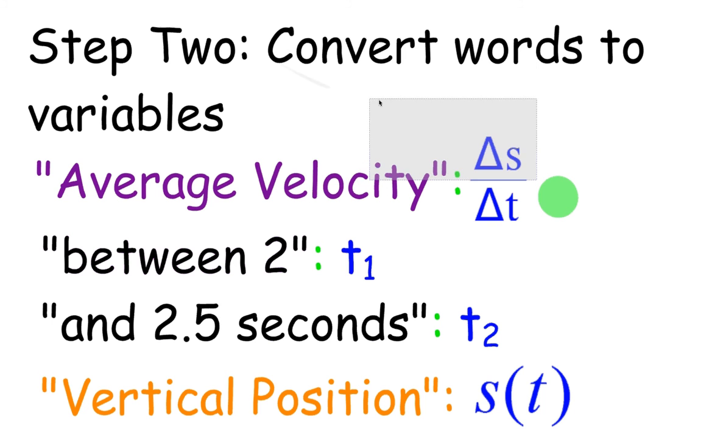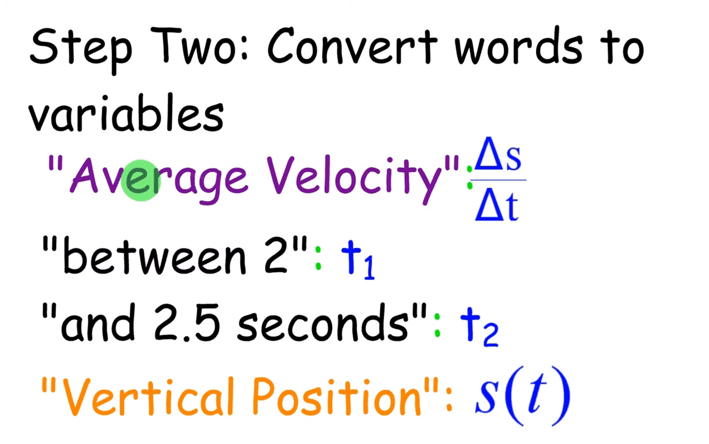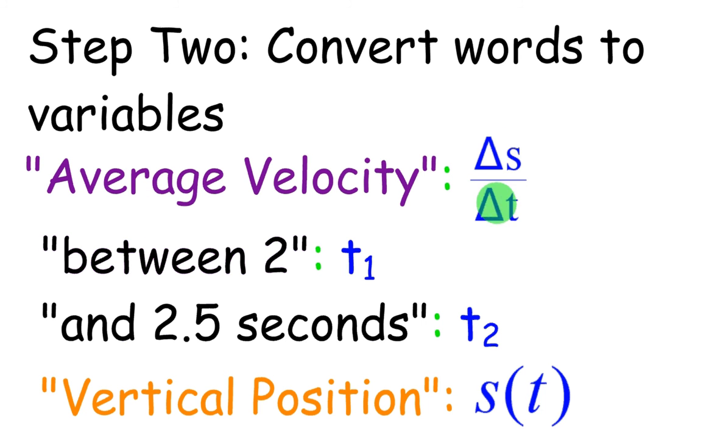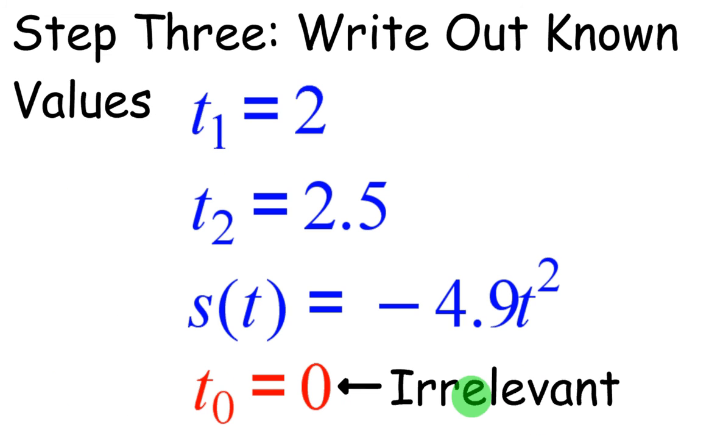All right, step 2 is to convert words to variables. So the average velocity we will write as change in s over change in t. Between 2 and 2.5, we will make t1 2 and t2 2.5, and its vertical position we will call s of t. Pretty simple. Now, why does s mean position? I'm not sure. We use s for position, v for velocity, a for acceleration. I'm not exactly sure about that, but s means position, particularly s of t.